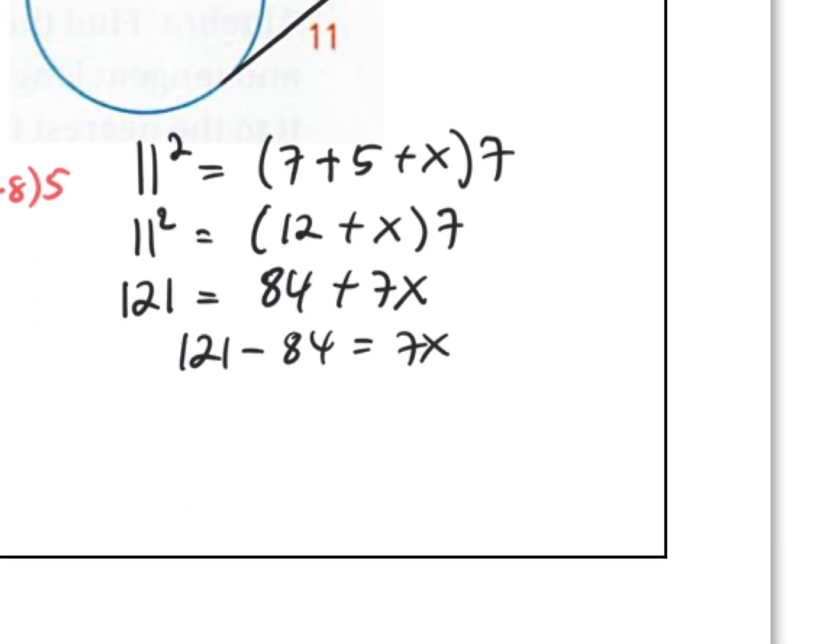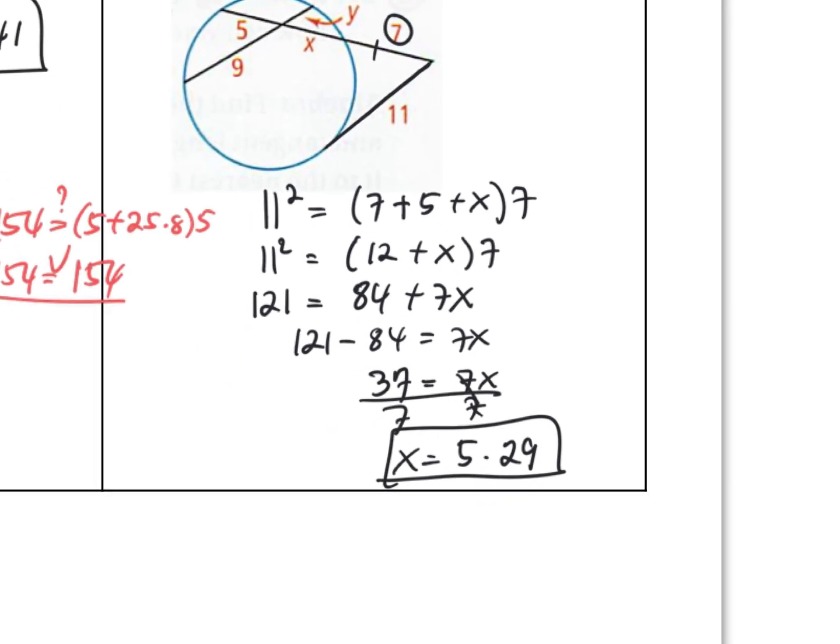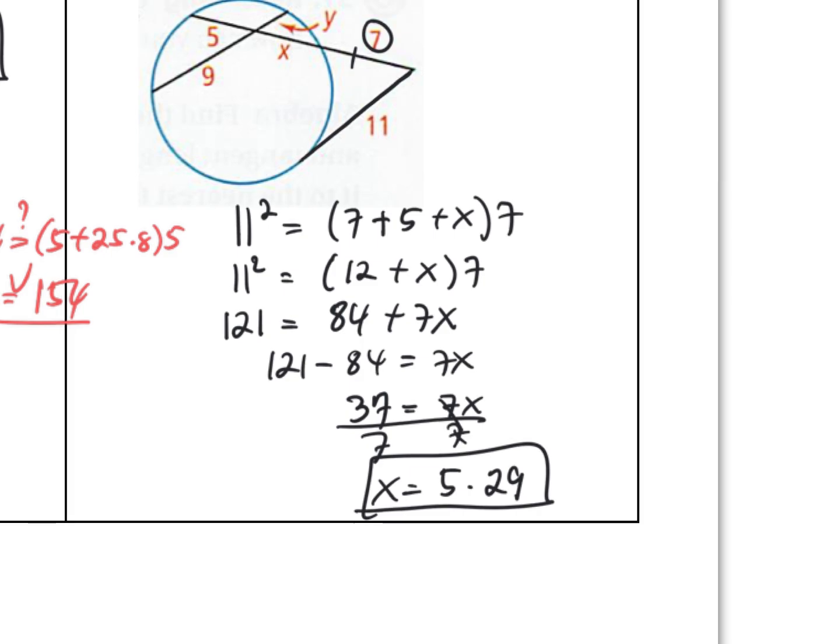So 121 minus 84 is gonna give you 37. Then we're going to divide both by 7. Therefore, our x is gonna be 5.29.